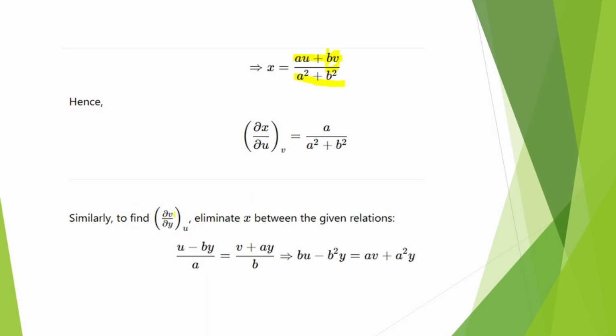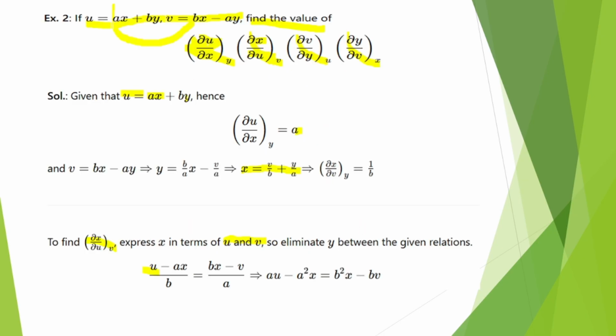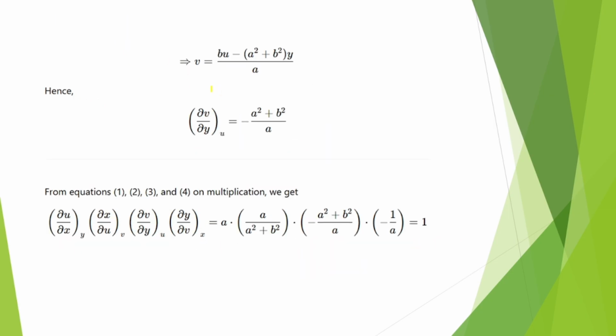Similarly, to find ∂v/∂y keeping u constant, eliminate x between the given relations. After eliminating, we get v is equal to bu minus (a square plus b square) into y upon a. So the partial derivative of v with respect to y keeping u constant: derivative of bu is 0 because u is constant, minus a square plus b square as it is, and derivative of y is 1 upon a. So our final answer is minus (a square plus b square) upon a.